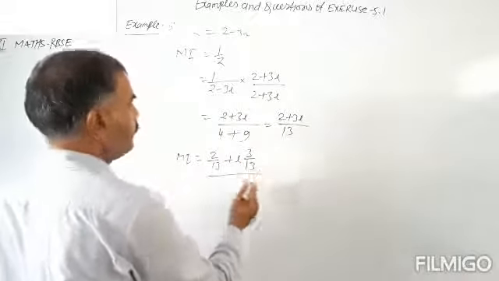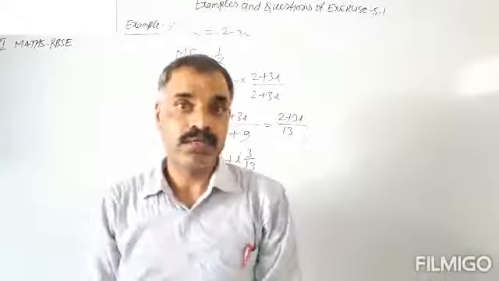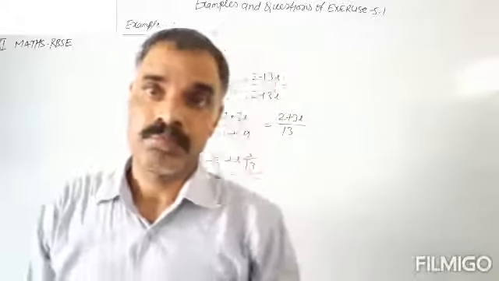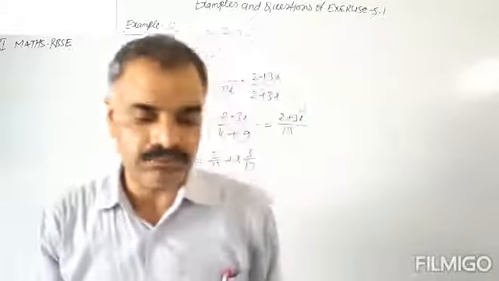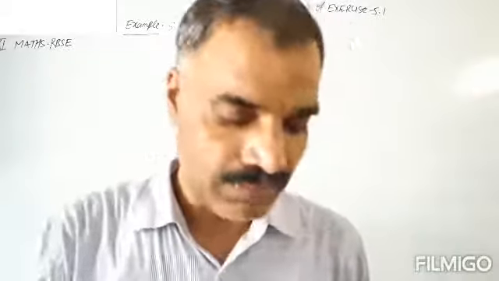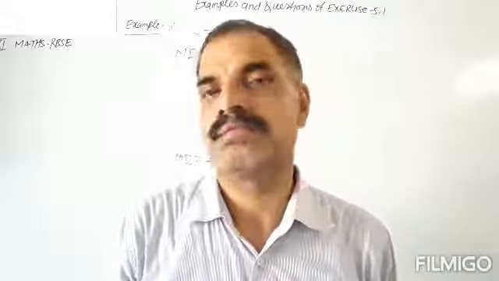This is the multiplicative inverse of the given complex number. In this way we can find the multiplicative inverse. This was question number 5. Now the next question, number 6.